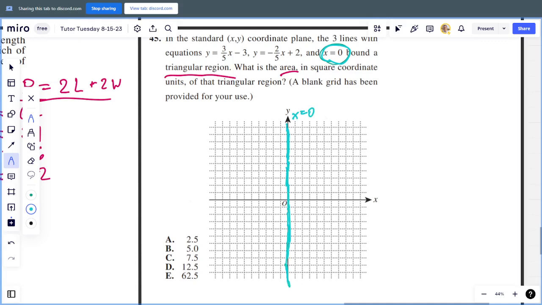Dang, Oliver, you're quick. I'm still drawing it out. But that is correct.